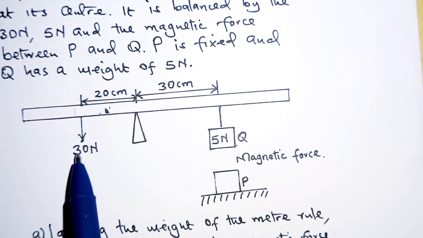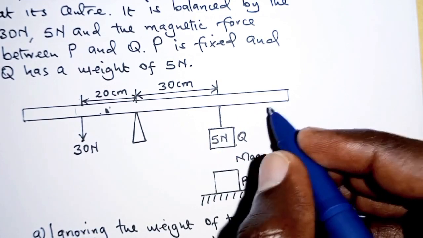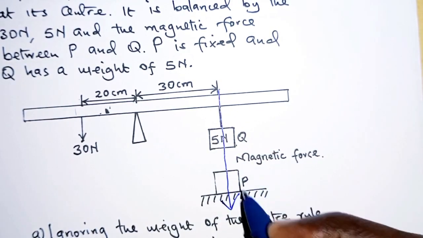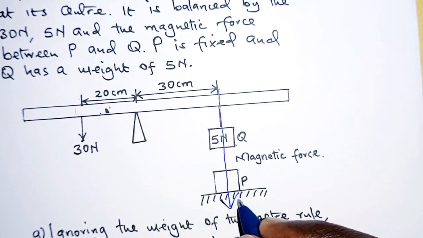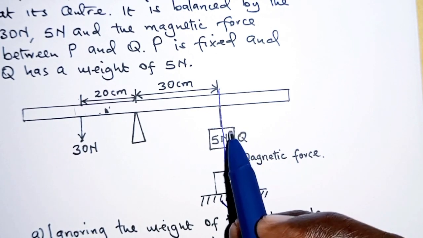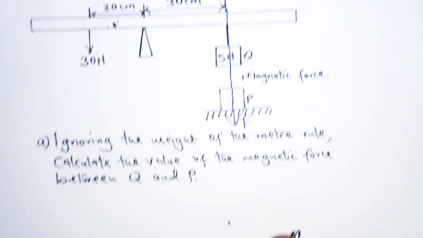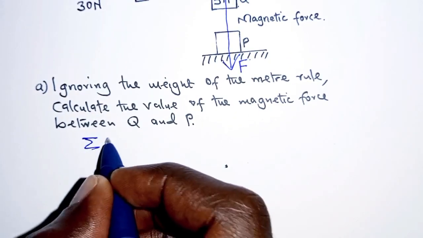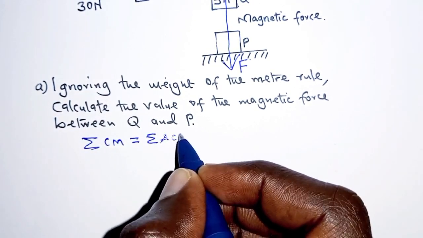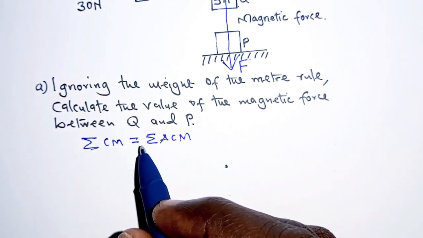So we have 30 newtons, and on this other end we have a total force on this side acting through this point. So let me indicate it as F. Now this force here includes both the magnetic force and the 5 newtons force here. So applying the principle of moments, we will say the sum of clockwise moments equals the sum of anti-clockwise moments. That is about a point when the system is considered to be at equilibrium.